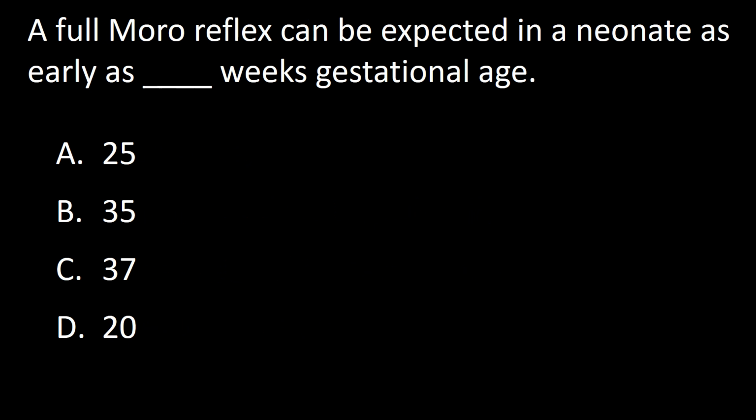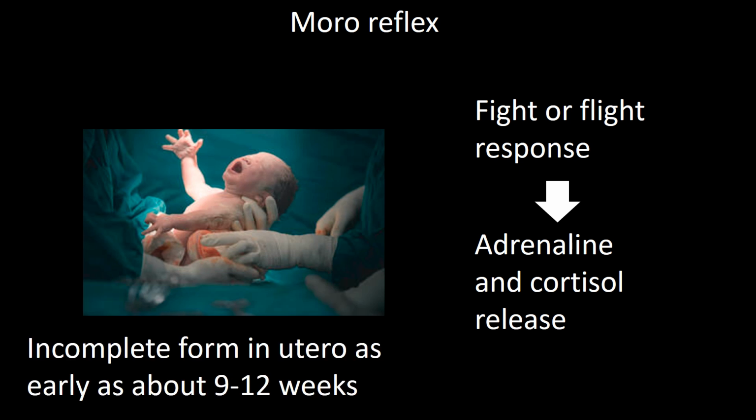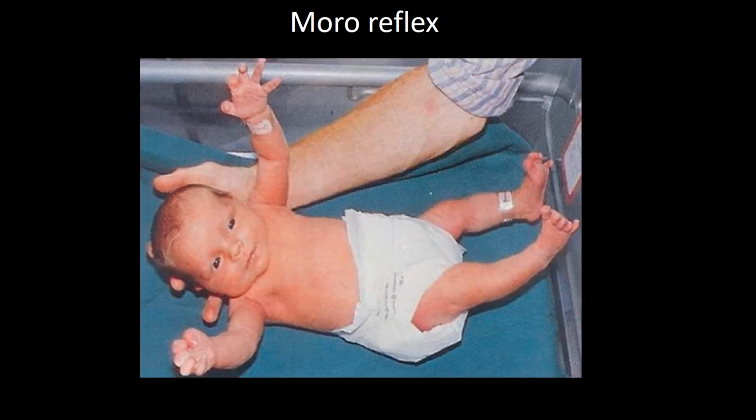Next question. A full Moro reflex can be expected in a neonate as early as blank weeks gestational age. A, 25; B, 35; C, 37; D, 20. The Moro reflex should be fully developed at birth. Some authors believe that it is a fight or flight response triggering the production of adrenaline and cortisol, thus giving energy to the baby during the birth process. It is present, according to some authors, in an incomplete form in utero as early as about 9 to 12 weeks. It is present in late premature neonates and in full-term neonates.